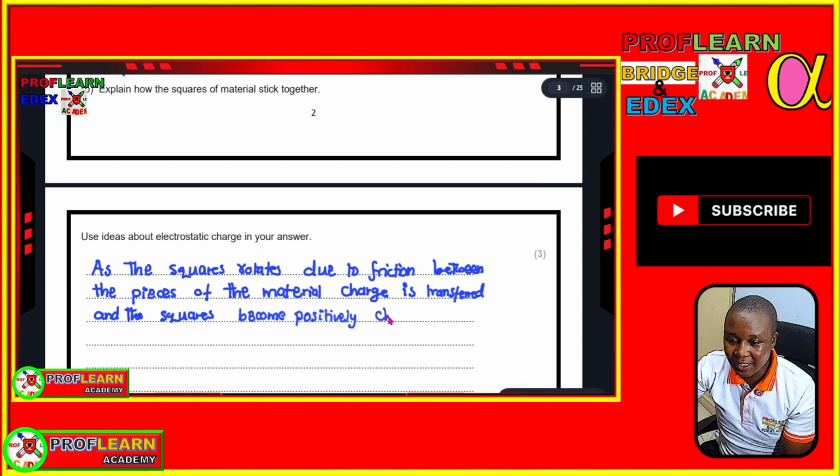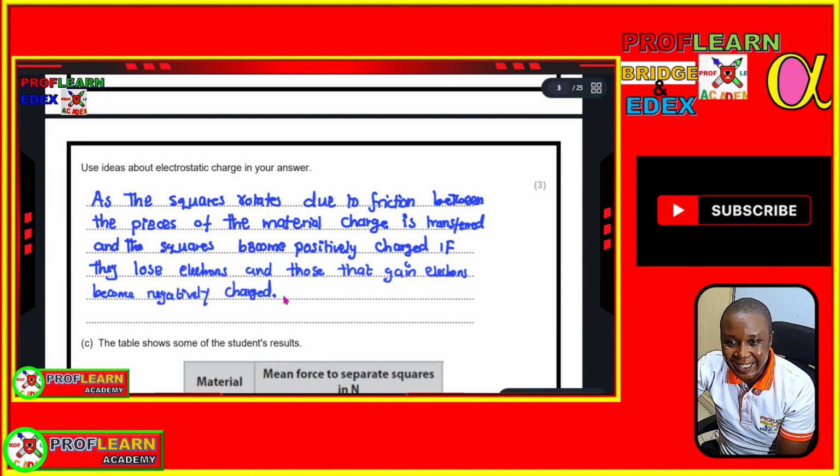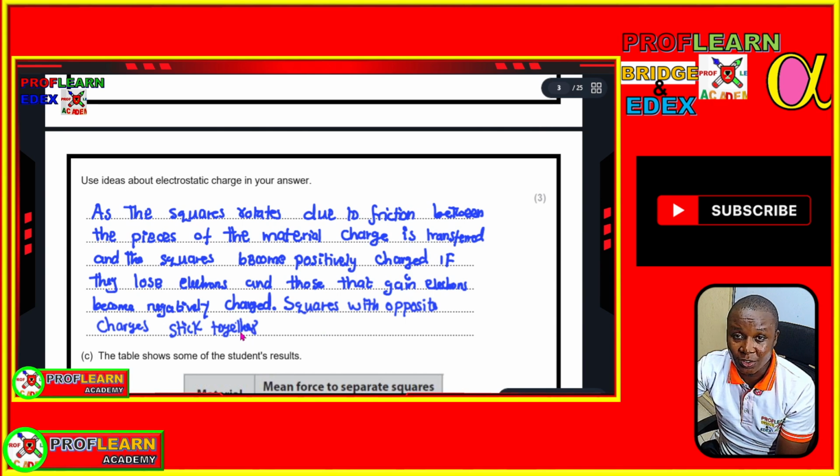We need to understand that as the squares rotate, due to friction, charge is going to be transferred, and a material becomes positively charged when it loses electrons, and it becomes negatively charged when it gains electrons. So you need to understand how materials charge. They charge due to friction, and when charge is transferred, only electrons are transferred, because protons are never transferred.